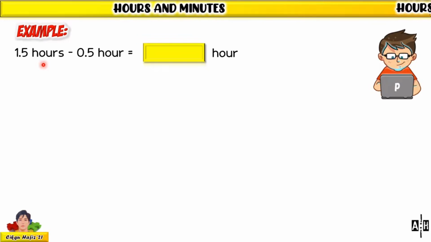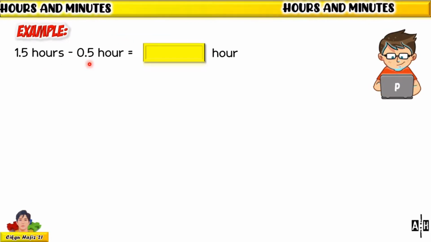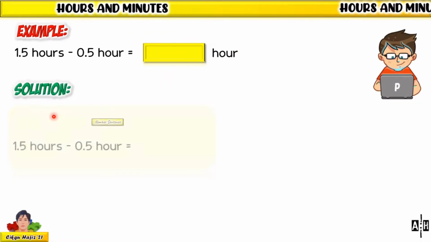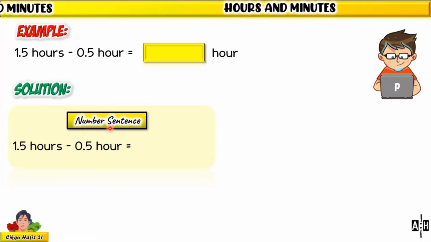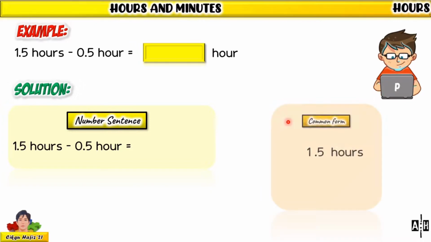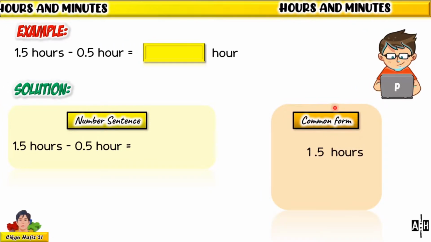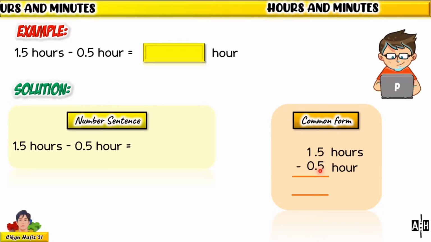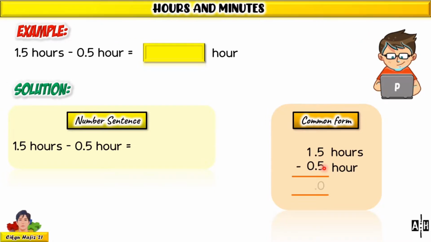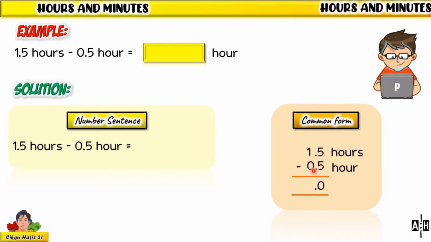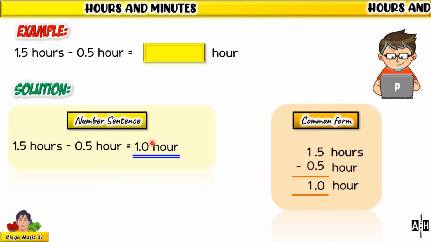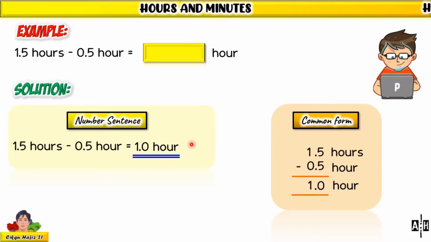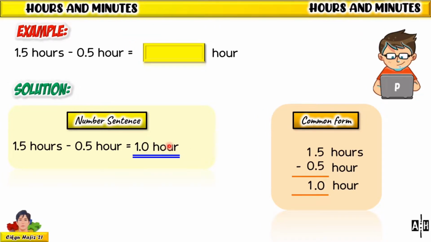Example, 1.5 hours minus 0.5 hour equals how many hours? Okay, solution. We write it in a number sentence and we solve it using common form. 1.5 hours minus 0.5 hour. 5 minus 5, 0. 1 minus 0, 1. And the final answer is 1.0 hour. Hour, not hours, because it is only singular.